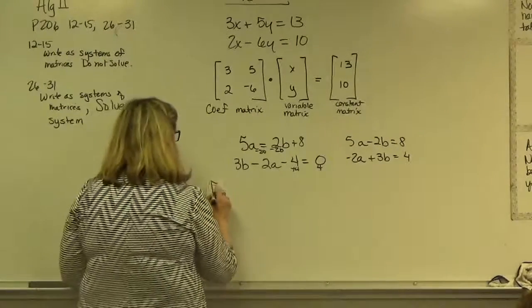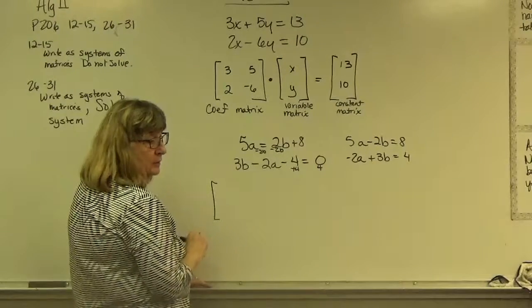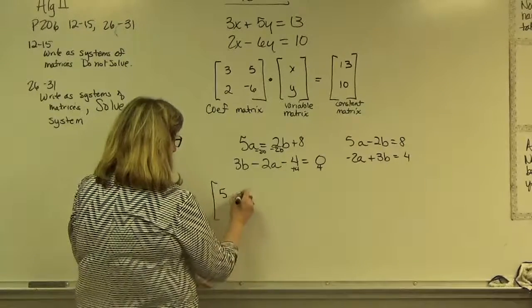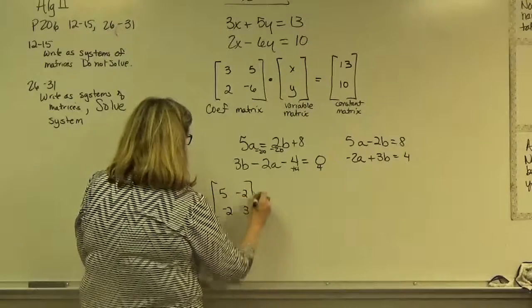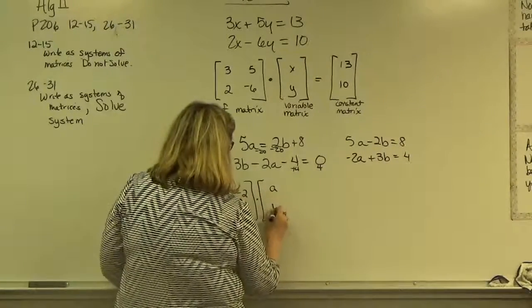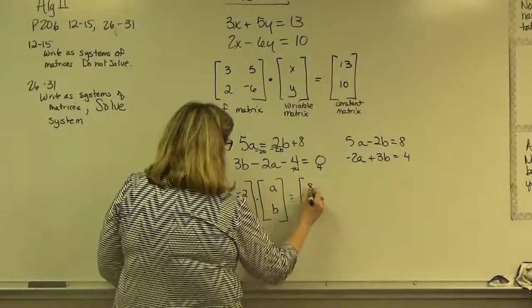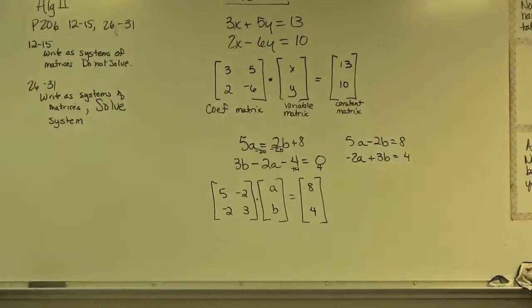Okay, so what is our coefficient matrix going to be? 5, 2, 1, negative 2, and 3. What variables are we solving for? A and B. And what will it be equal to? 8 and 4. Is everybody okay with what you're doing on 12 through 15?